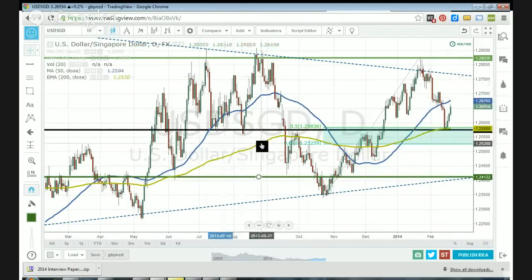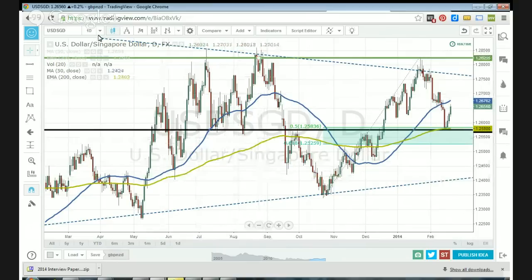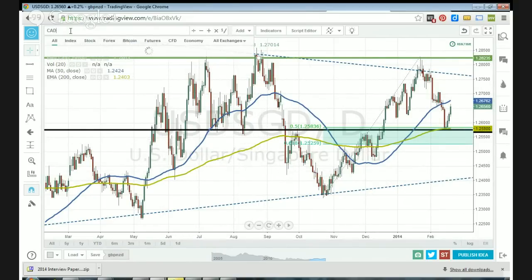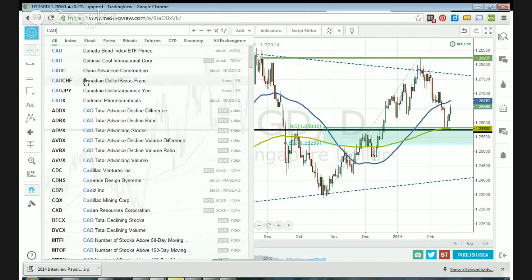Let me delete that line. Okay. But for now, I'm just going to pass on dollar Singapore. Let's go to the Canadian dollar, Canada Swiss.